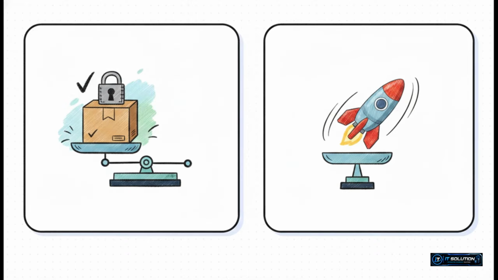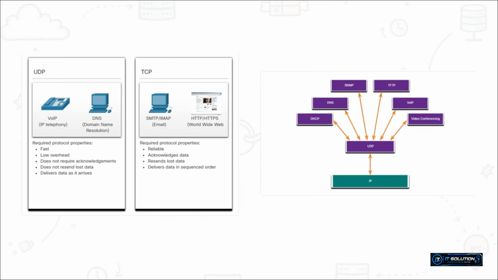TCP is connection-oriented, highly reliable, and features flow control. UDP is connectionless, best effort, and has minimal overhead. Your network absolutely needs both of these to function, and the choice depends entirely on the specific tolerance of the application you're using at that exact moment. Just look at how these common applications map out.